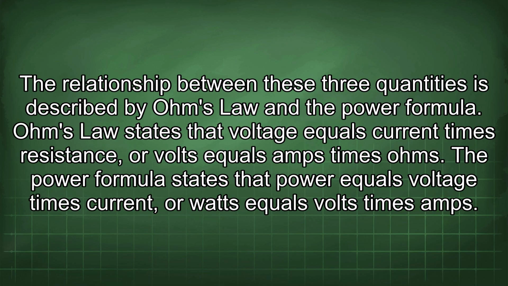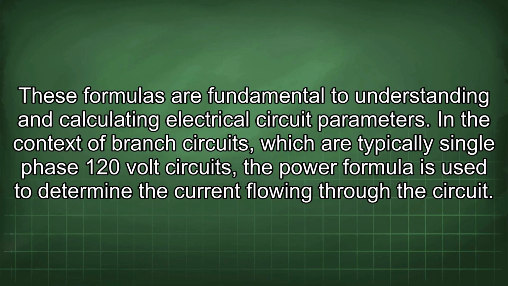The relationship between these three quantities is described by Ohm's law and the power formula. Ohm's law states that voltage equals current times resistance, or volts equals amps times ohms. The power formula states that power equals voltage times current, or watts equals volts times amps. These formulas are fundamental to understanding and calculating electrical circuit parameters.